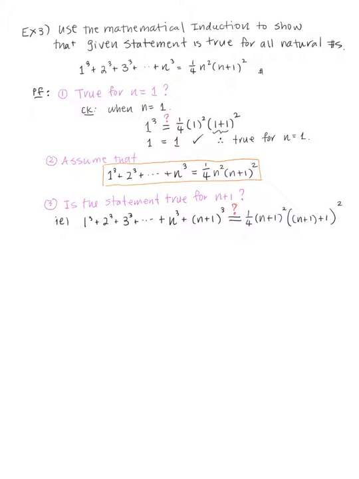No matter what, when you use the mathematical induction, you're going to have to use the assumption somewhere. So for this case, let's see, we already know that by assumption, these guys right here is 1/4 n squared times n plus 1 squared by assumption. So this is by 2.